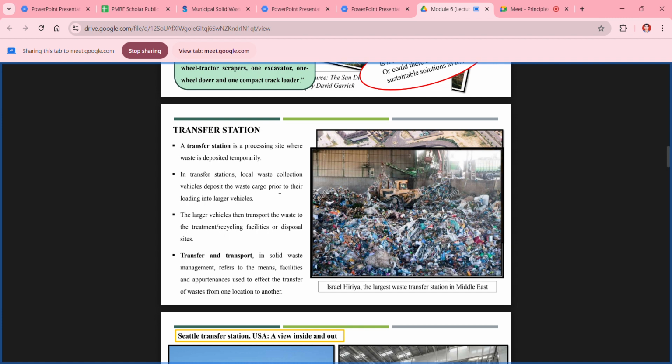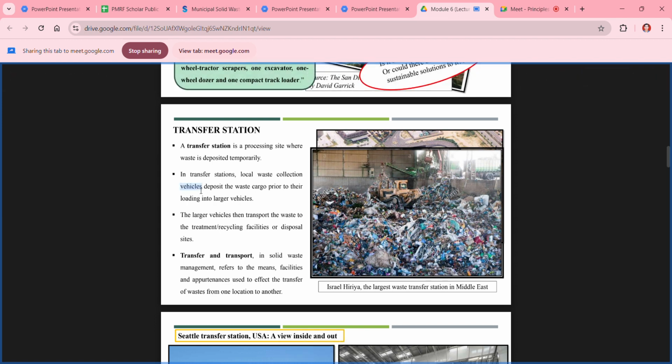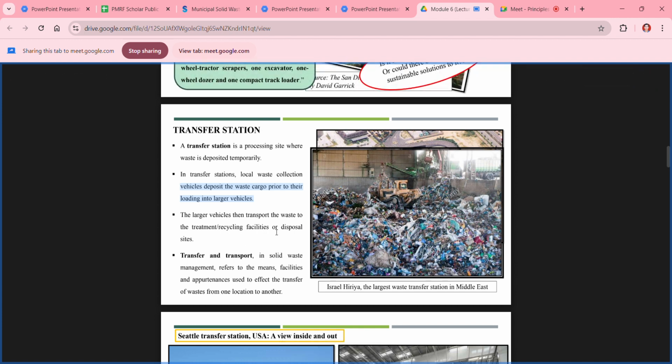In a transfer station, local waste collection vehicles deposit the waste cargo prior to its loading into larger vehicles. Then these larger vehicles transport this waste to treatment or recycling facilities or disposal sites. Transfer and transport in solid waste management refers to the means, facilities and opportunities used to effect the transfer of waste from one location to another.